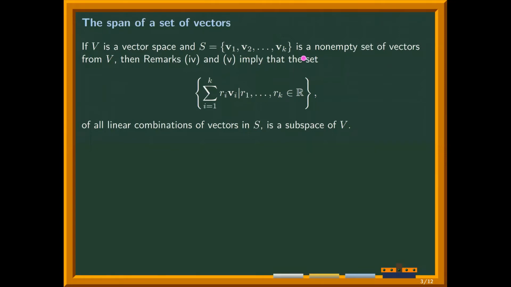So given a vector space V and a non-empty set S of vectors from V, the last two remarks imply that the collection of all linear combinations of vectors in S satisfies the two conditions in the subspace test. Of course, it is clear that this is a non-empty set because it contains the zero vector. If you take r1, r2, up to rk all equal to 0, then this linear combination will just be the zero vector. So this is a subspace of V.